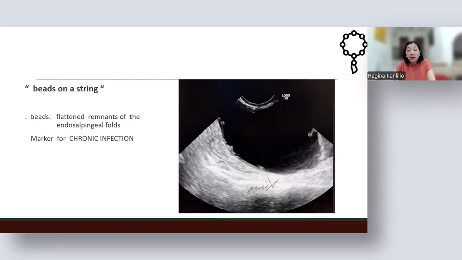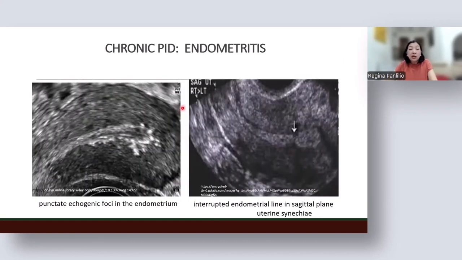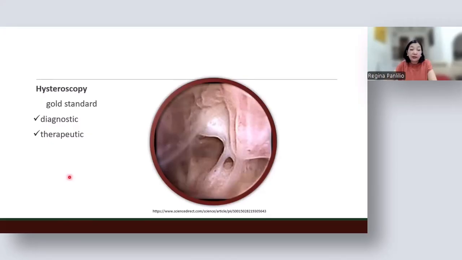flattened remnants of the endosalpingeal folds appear as beads or bright spots in a dilated tube. The endometrium may also show signs of endometritis seen as punctate echogenic foci, or there can be an interrupted endometrial line which represents uterine synechiae. And hysteroscopy is the gold standard for this. It's both diagnostic and therapeutic.